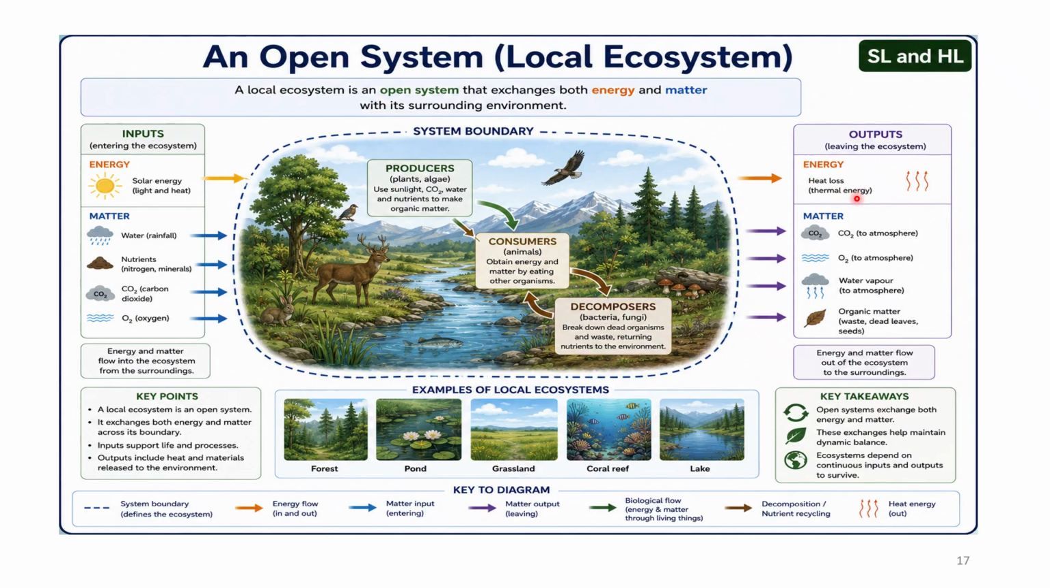Energy leaves as heat loss, while matter leaves as carbon dioxide, oxygen, water vapor, and organic materials such as dead leaves, seeds, and waste. These outputs demonstrate that ecosystems are continuously interacting with their surroundings. Examples of open ecosystems include forests, ponds, grasslands, coral reefs, and lakes. The key idea in this concept is that ecosystems depend on continuous inputs, outputs, and internal biological processes to maintain dynamic equilibrium and sustain life.